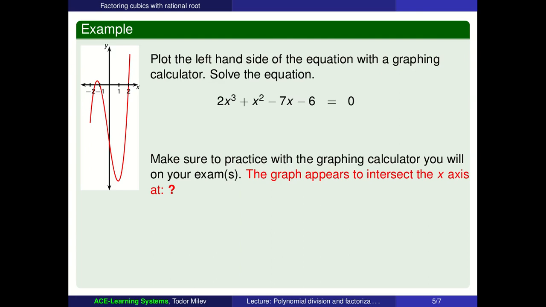The graph appears to intersect the x-axis at 3 points. I don't know if you see where those points are, but here's one point. Here's another point. And here's a third point. So here's where the graph intersects the x-axis. These are the three solutions we're seeking to find.